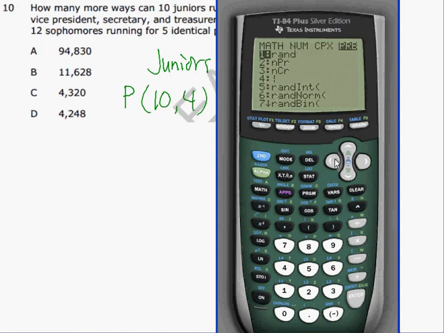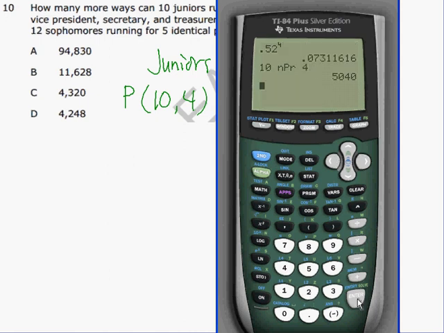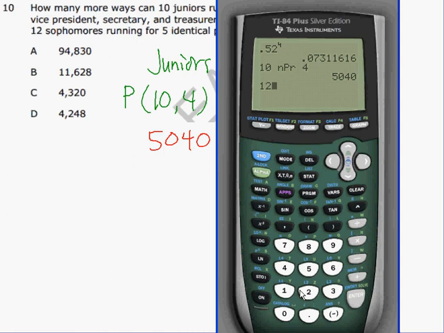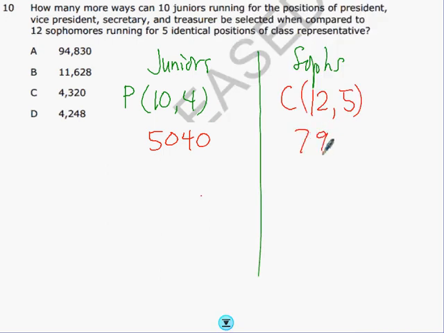Okay, so math, probability. We're doing a permutation. Oops, I forgot to put a number in first. The number we're going to put in is 10, and we're picking out 4 of them. That's 5,040. We do a combination for our sophomore class. 12 choose 5. 792. So we've got a lot more choices for the juniors. We subtract here, we've got about, I don't know, 4,200, 4,248. That's it.